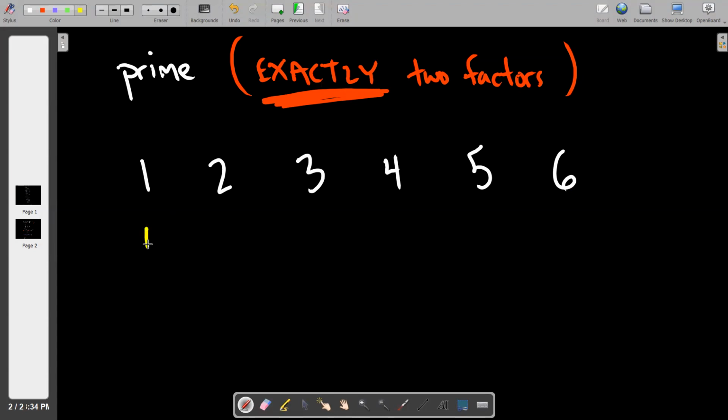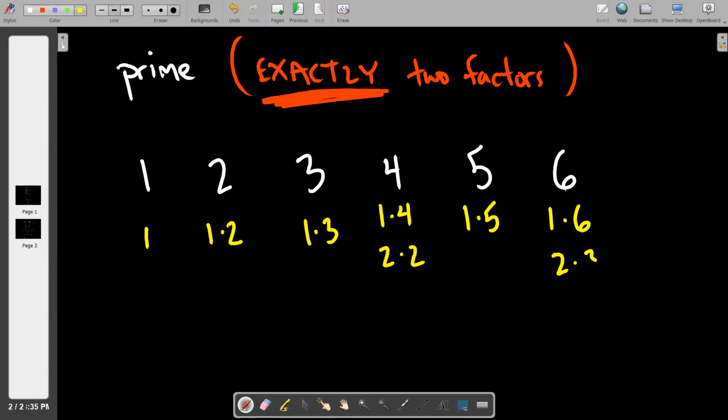What are the factors of 2? 1 times 2 are the factors. What are the factors of 3? 1 times 3. What are the factors of 4? 1 times 4 or 2 times 2, right? What are the factors of 5? 1 times 5. And what are the factors of 6? 1 times 6, and of course, 2 times 3.